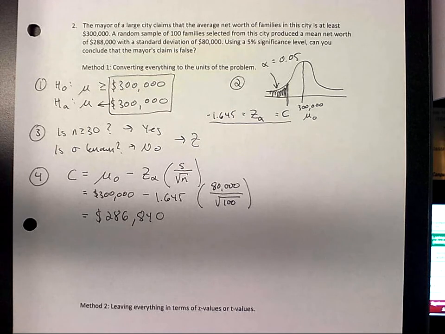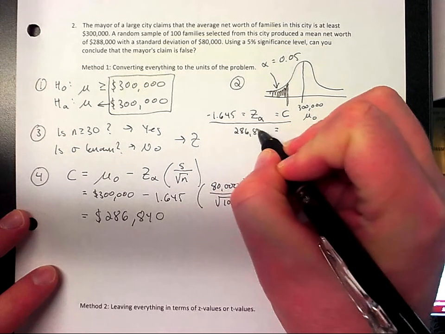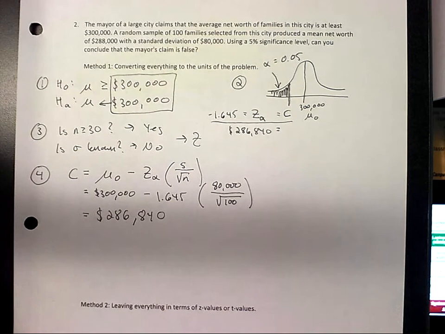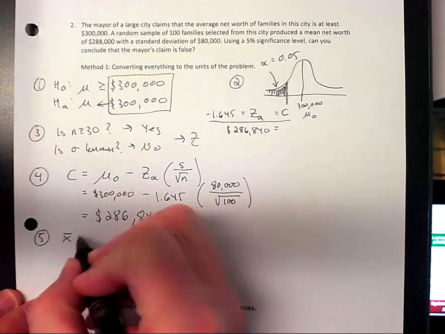All right, is everybody good with that? Does that make sense what this number represents? All right, so that's step number 4. We just converted this critical value to $286,840. That's our cutoff, below which we're going to call the mayor a liar. Now this is getting to what I said about the dartboard. Our dartboard is set. Now we're going to go out and take that sample. So in step number 5, we're looking at our sample average.